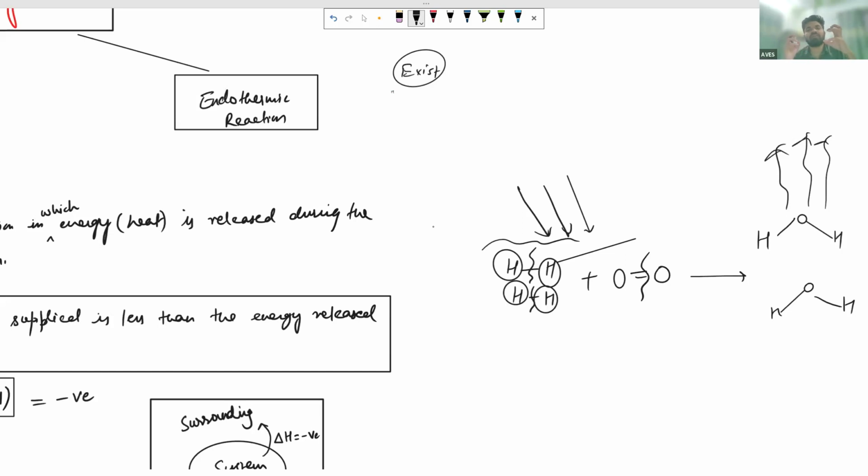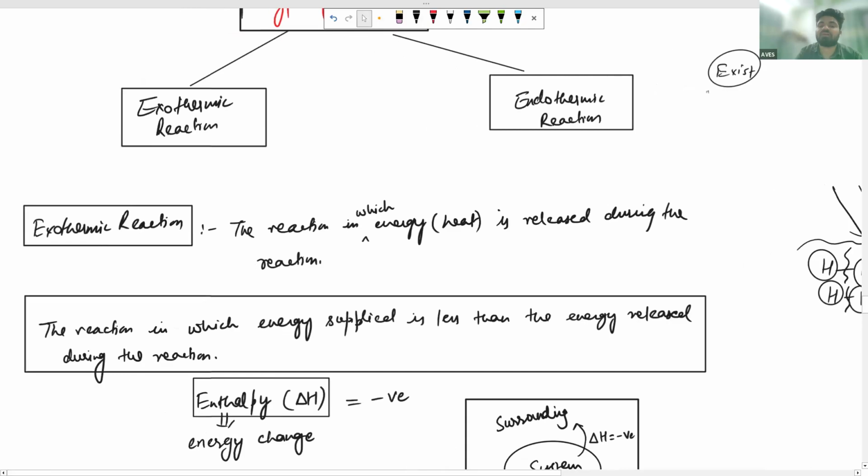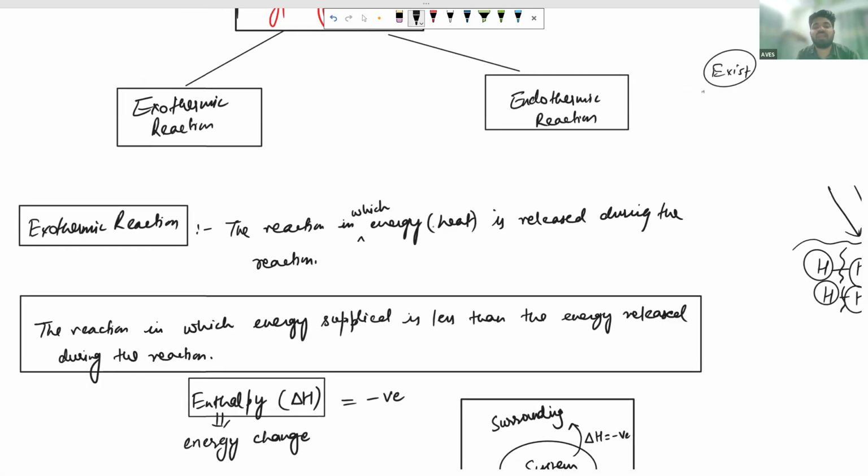When the elements are reacting together, first their original bonds are broken, and then new bonds are formed. If the energy supplied for breaking the bond is less than the energy released during the formation of new bonds, then this type of reaction is known as exothermic reaction. Means we are supplying less energy to break the bond, but a large amount of energy is released after the formation of new bonds.